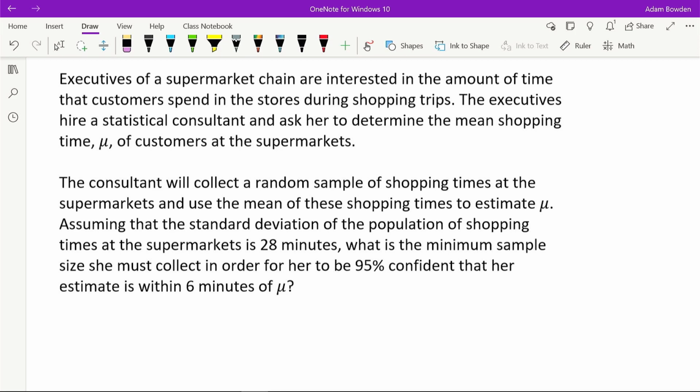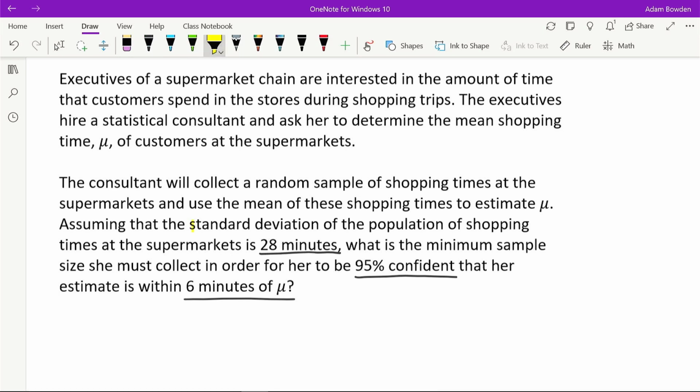So they'll go ahead and collect a random sample of shopping times at the supermarket and use the mean of these shopping times to estimate mu. Assuming that the standard deviation of the population of shopping times is 28 minutes, what is the minimum sample size that must be collected in order to be 95% confident that the estimate is within 6 minutes of the population mean mu? Okay, so let's go through what we have here.